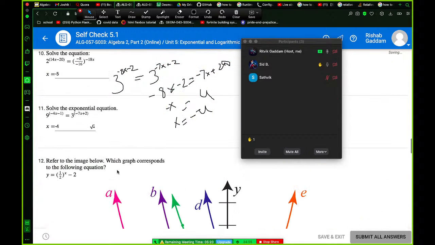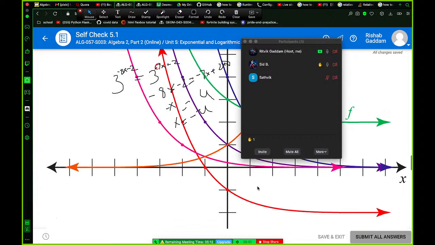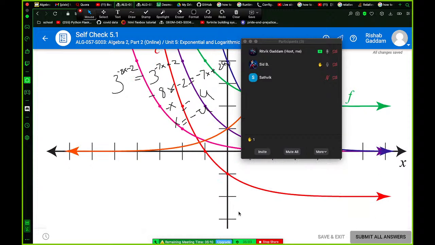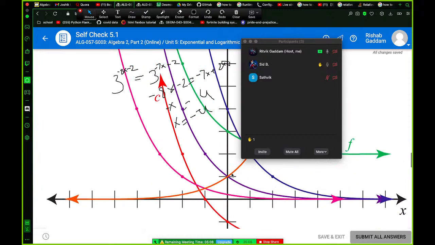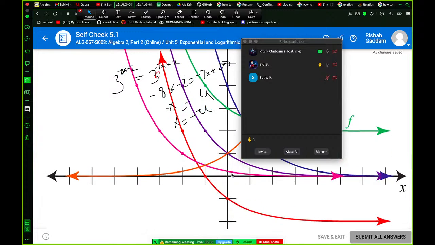Okay, so the reason I think it's C is because there's a negative 2 over here. So that means you're translating it down 2. Even though this shows only one step, there's nothing lower than that, so I'm pretty sure it's just C. Yeah, that's why I think it's C.